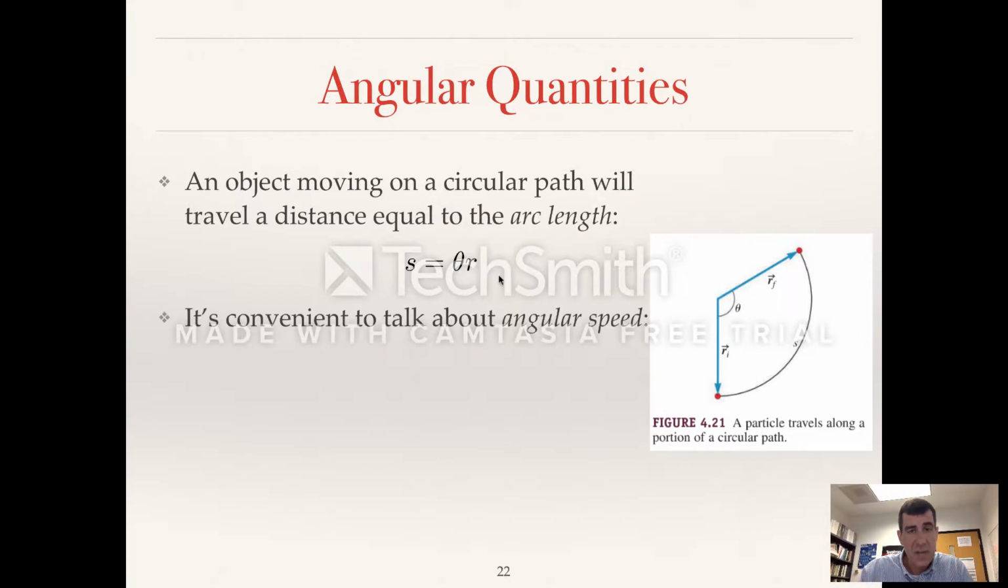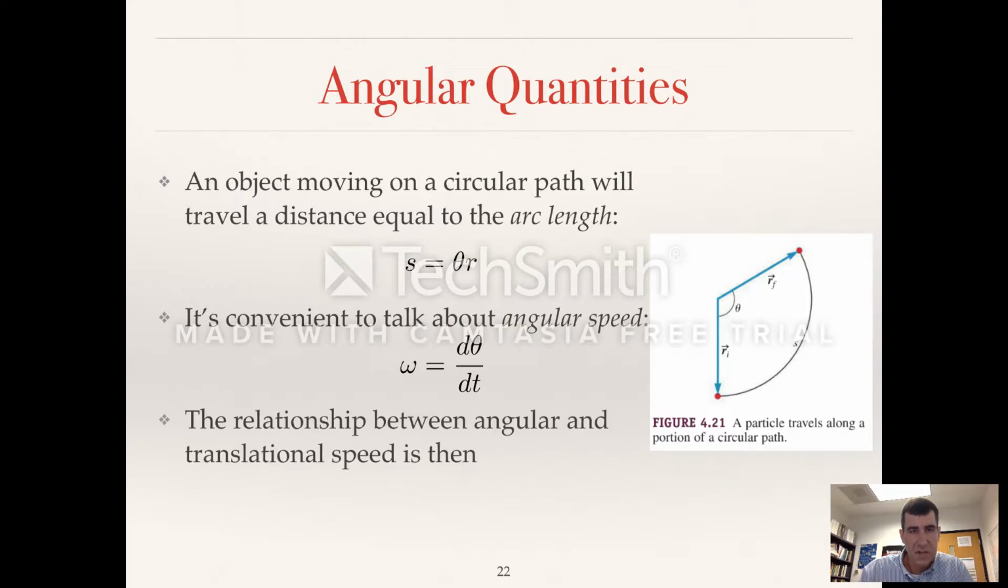So, if we're going to talk about angles, it's convenient to talk about something called angular speed. And the angular speed omega, so this isn't a W, it's a lowercase Greek omega. Similar to what we had with linear translational velocity, where we took a time derivative of the position, here we take a time derivative of the angle theta. So d theta dt gives us the angular speed omega.